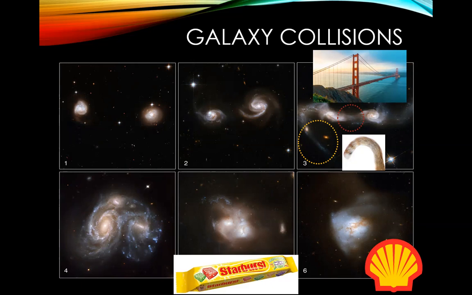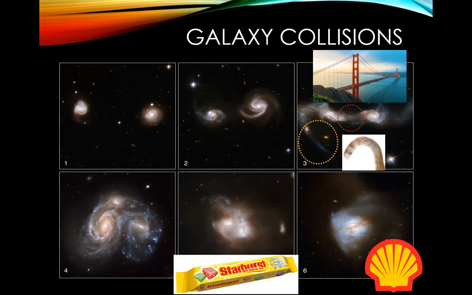But these tidal shells, these tidal bridges, these tidal tails and starbursts, they can occur very visibly during the galaxy collision process. And so by seeing these features, primarily the tidal tails, bridges, and shells, they give us very strong evidence for galaxy collision and therefore active galaxy interaction, this idea of galaxies evolving in a very chaotic, violent type of manner.